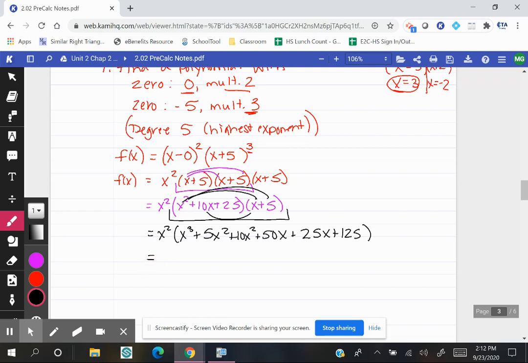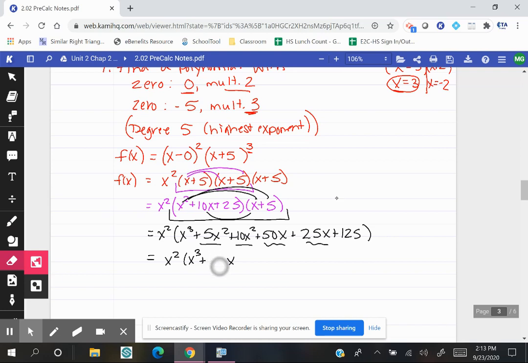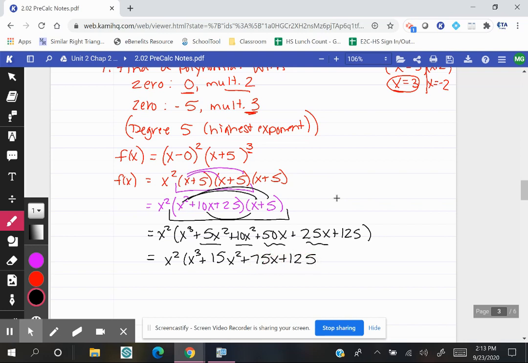Okay, so now you want to combine your like terms here. I've got 5x squared and 10x squared. That's it for my squareds. I've got 50x and 25x. So now I have x to the third plus... oh, sorry, 15. Add them, don't multiply them. 15x squared plus 75x plus 125.